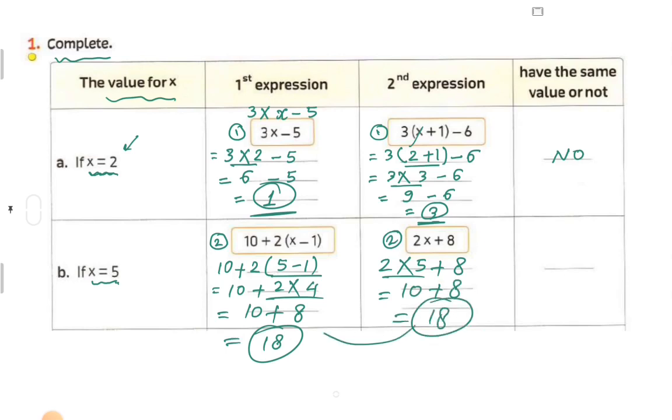Now you find that it's the same result, so have the same value or not? Yes. So these two expressions are equivalent to each other.